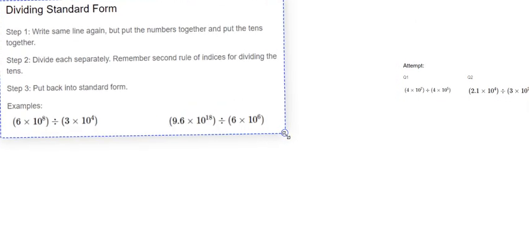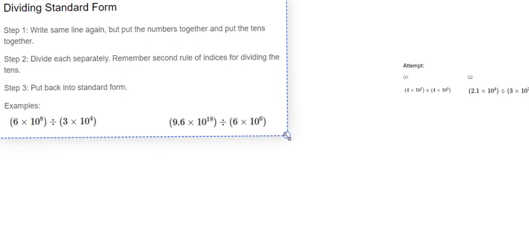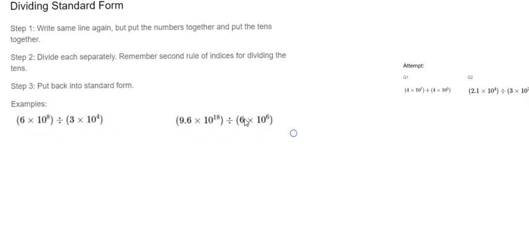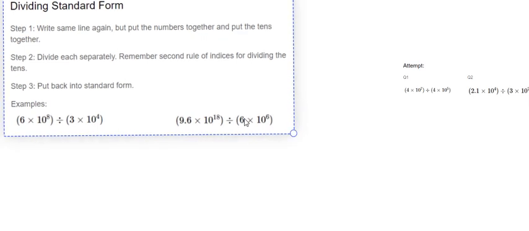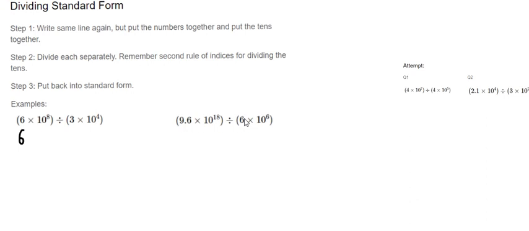So when you're given two numbers in standard form and asked to divide them, it's actually very similar to multiplying standard form. We're going to do pretty much the same steps. It's just this time, obviously, we'll be dividing.